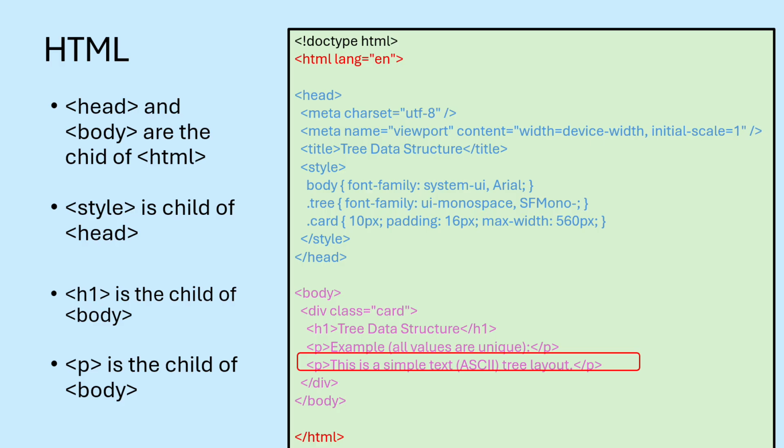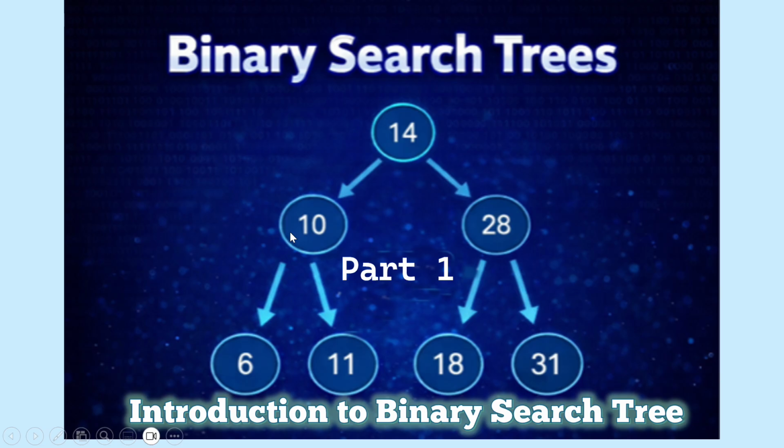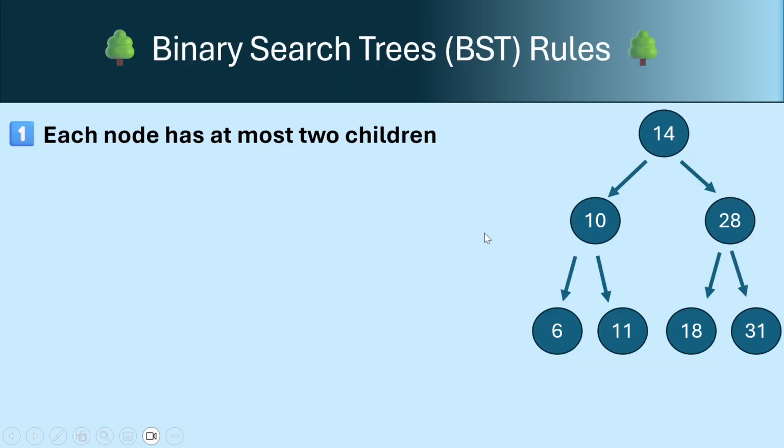Now let's look at a specific data structure called binary search trees. This is a binary search tree and it has a very strict rule. In our binary search tree, we can only have 2 nodes. So in this case, 14 is the root and it's got 10 and 28. You cannot have more than 2 children. So you can't have 3 or 4 children. You can only have 2 children. You can have no child, you can have 1 child or 2 children, and that is it. So let's look at the rules. Each node has at most 2 children, a left child and a right child.